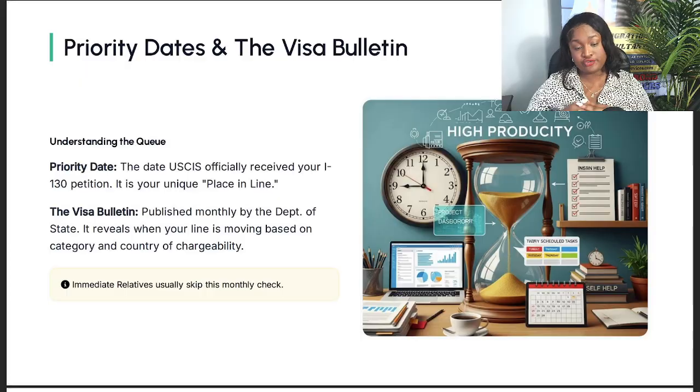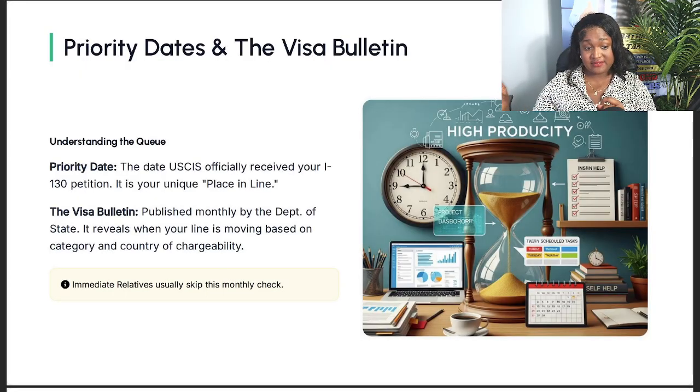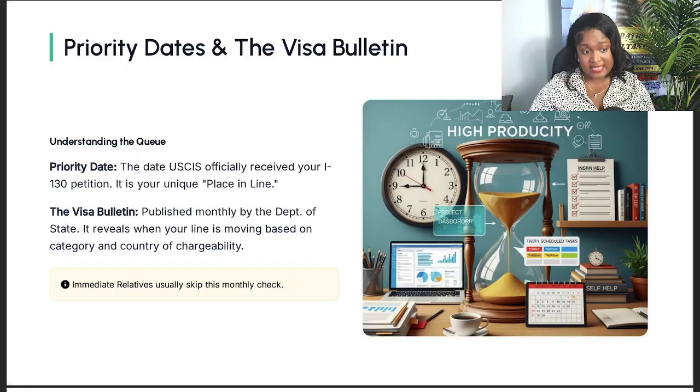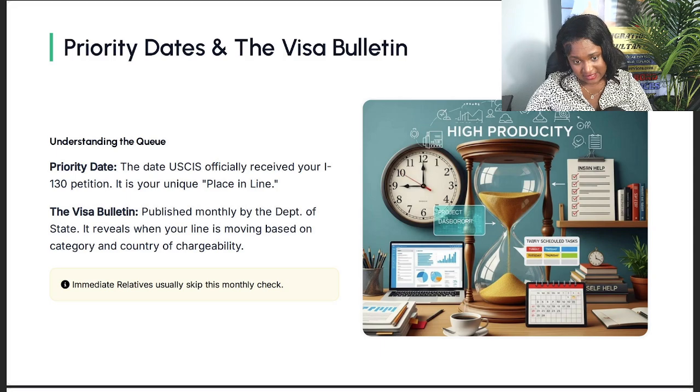So every month, if you go to the Department of State, you will see the current charts. On the chart, you will see which dates they are serving right now and which countries they are serving right now. Where do you get your priority date? It's the date they receive the I-130 you sent out, and it is on your paper. This is your unique place in line. This is your priority date. Okay.